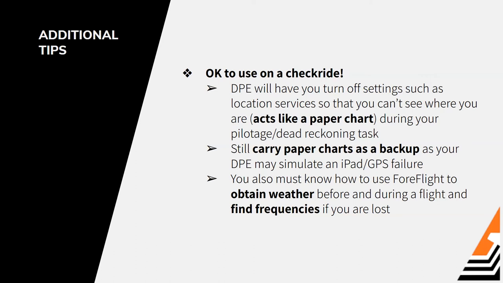So on your checkride, you're going to be planning a cross-country, and the flight will be, you fly up to your first checkpoint, then you do the diversion. That stuff you're not really going to be able to use your GPS location for. They've got to be able to see that. You can look outside and use your nav log to figure out where you are and get to different places. You still want to be carrying some kind of paper chart as a backup, because the DPE may simulate an iPad or GPS failure.